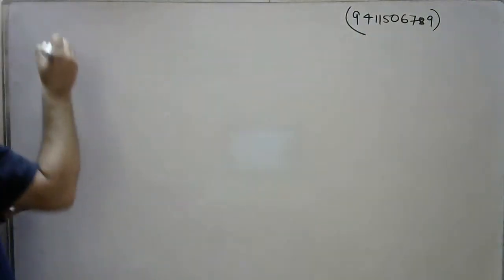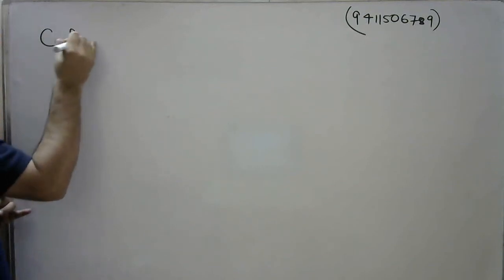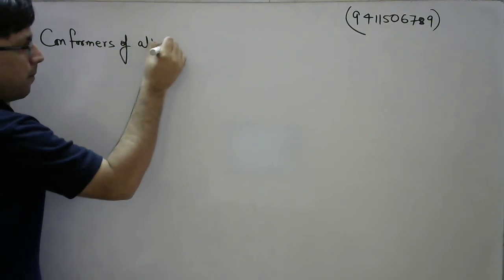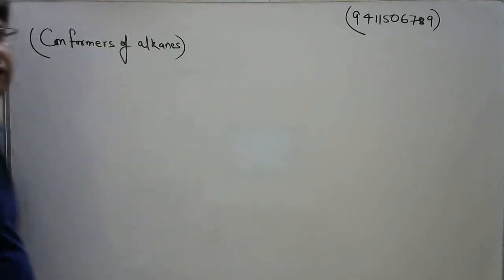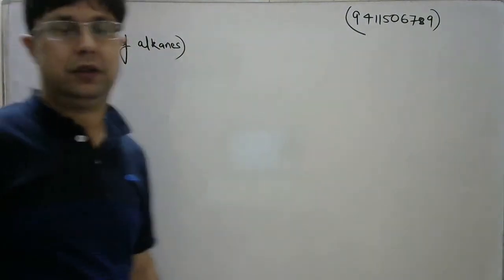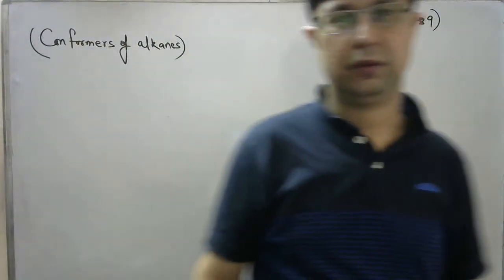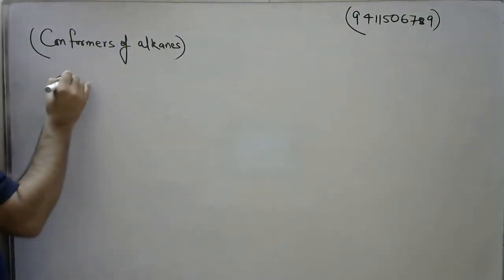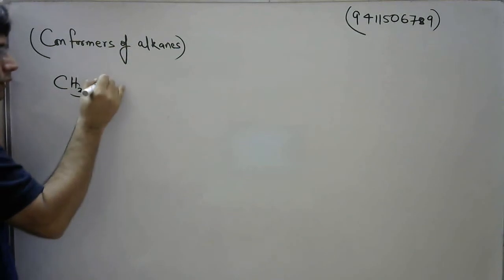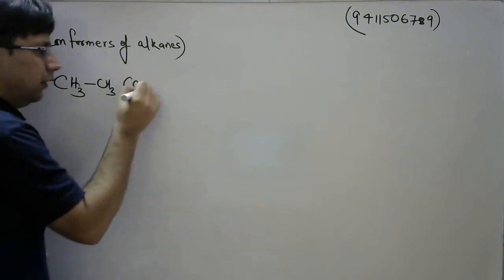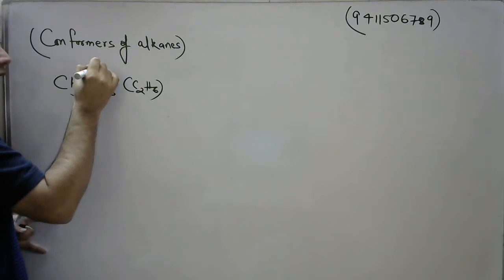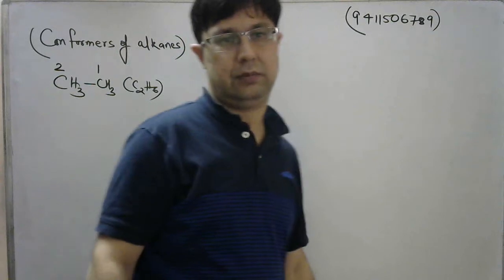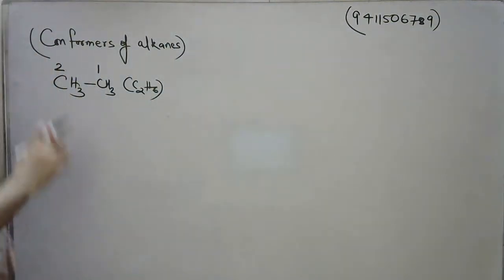So in this topic, we will be discussing today the different conformers that are possible for alkanes, considering the example of CH3 and CH3, that is ethane. We know that we assign this carbon atom as the first carbon and this carbon atom as the second carbon atom. In this case, what happens?